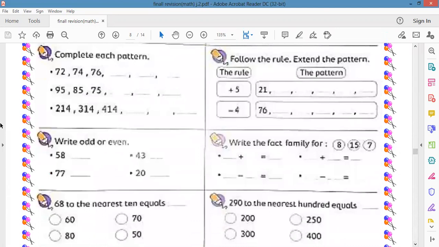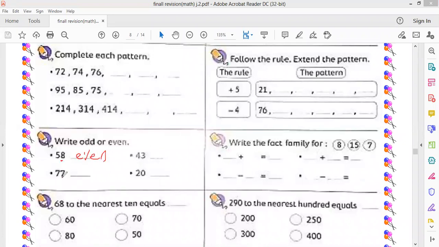Write odd or even. We look at ones. 8 is even, so 58 is even. 7 is odd, so 77 is odd. Look at ones. 3 is odd, so 43 is odd. Here 0 is even, so 20 is even.